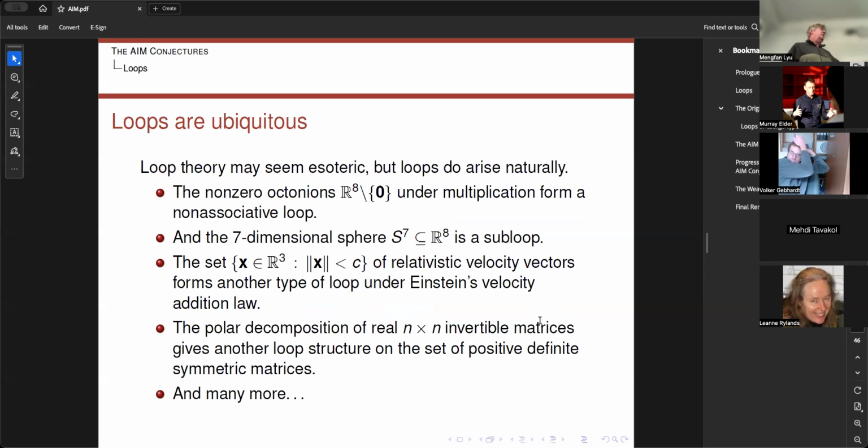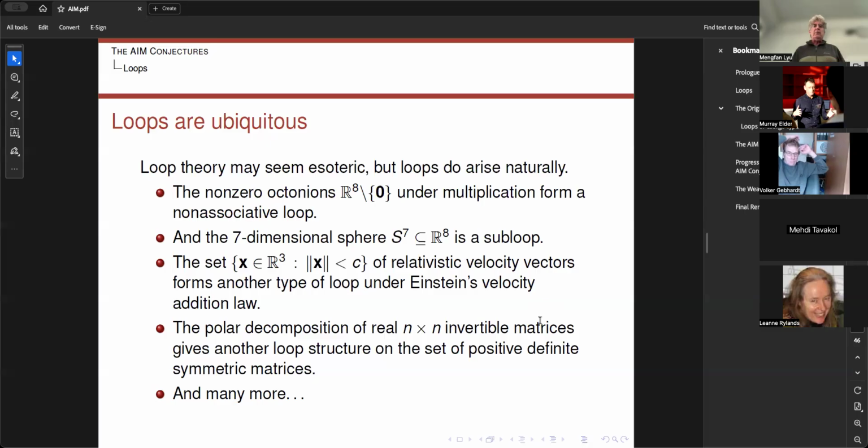Now, the theory I'm going to be discussing later in the talk is not related to any of these particular examples, but this is just to give you an idea that loops do really show up in real mathematics. Probably the best known example comes from the octonions. If you take the octonions and you throw away the origin, then, remember the octonions are a non-associative division algebra, so if you throw away the origin, what's left is actually a loop. And in particular, the 7-dimensional sphere, which you can think of as being everything of norm 1, is a subloop of that structure, a non-associative subloop.